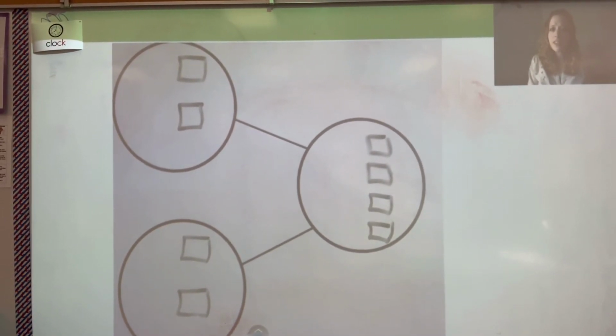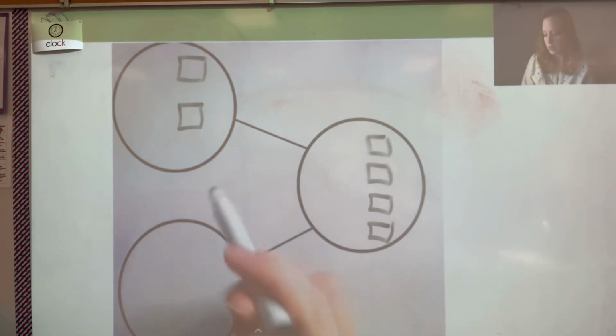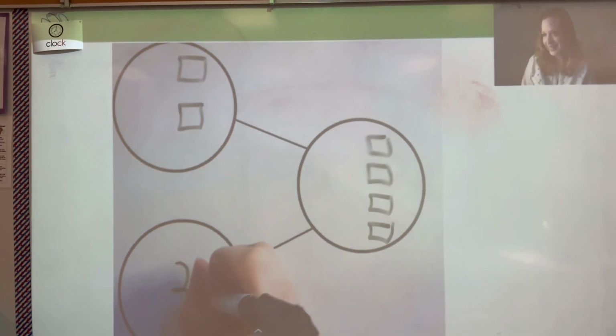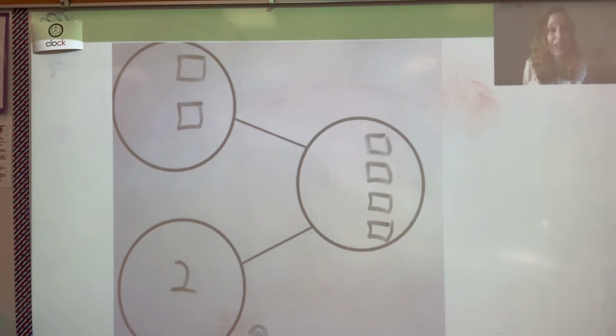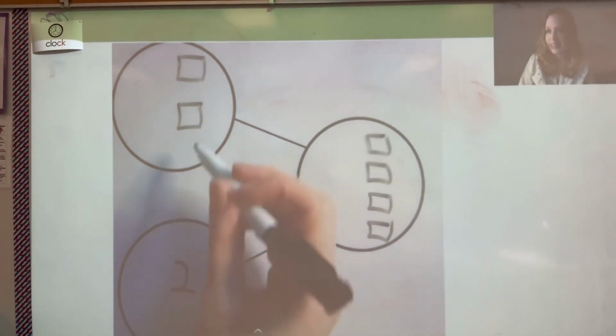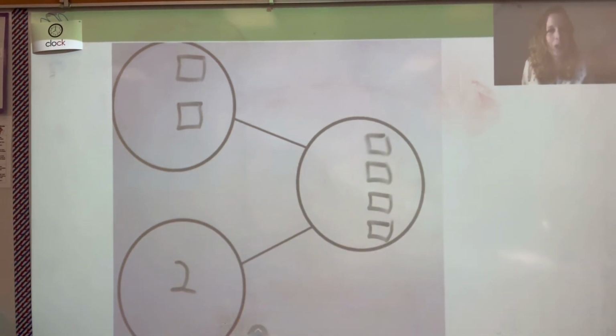So I wonder, since we know there are 2 squares, if we could just erase the 2 squares and write the number 2 instead. Let's try it. Okay, do that on your board. Your turn. Erase your squares and write 2 instead. Now, let's complete the rest of our number bond with numbers. Let's do it together.